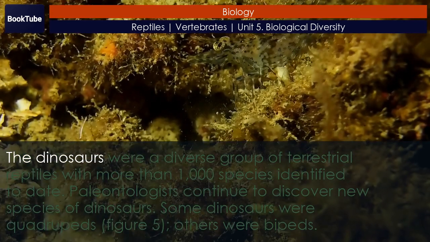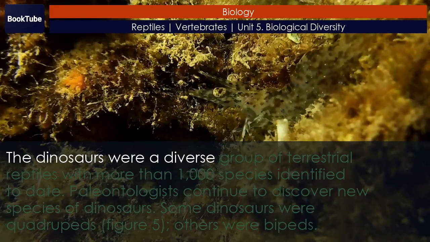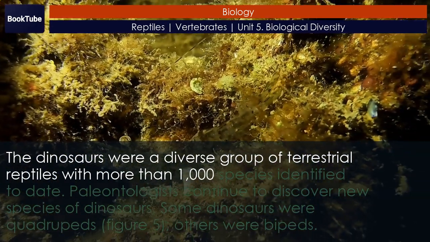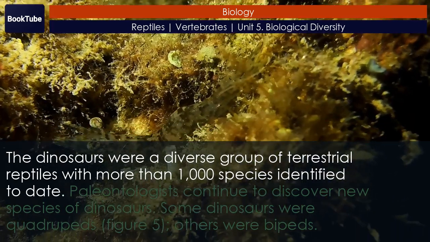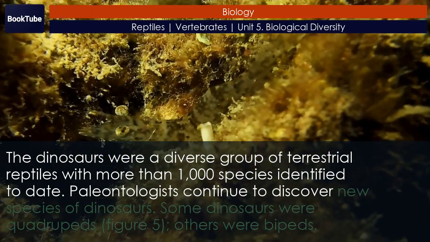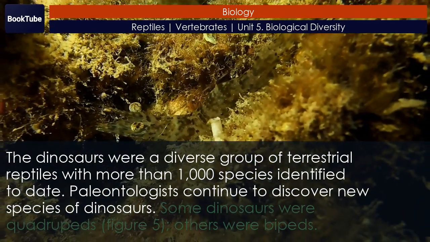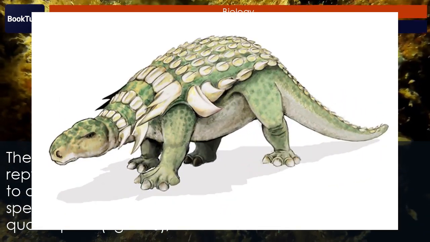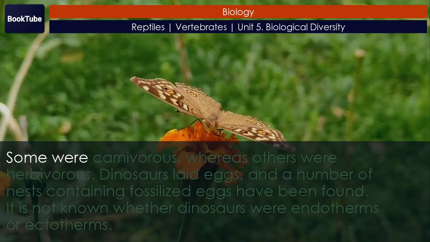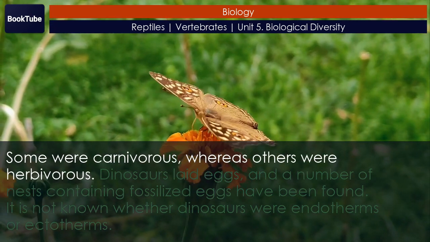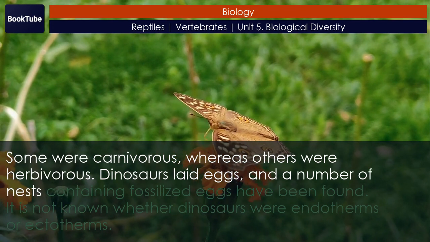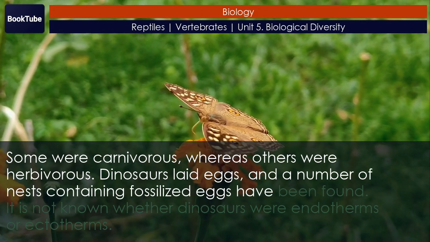The dinosaurs were a diverse group of terrestrial reptiles with more than 1,000 species identified. To date, paleontologists continue to discover new species of dinosaurs. Some dinosaurs were quadrupeds. Figure 5. Others were bipeds. Some were carnivorous, whereas others were herbivorous. Dinosaurs laid eggs, and a number of nests containing fossilized eggs have been found.